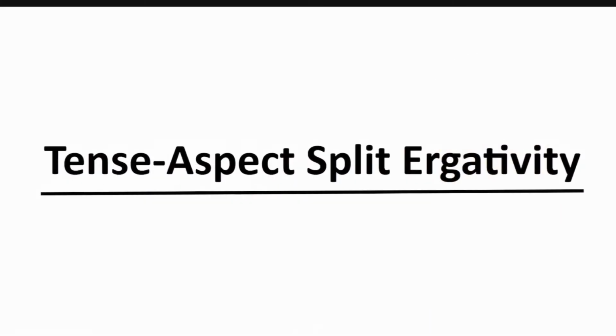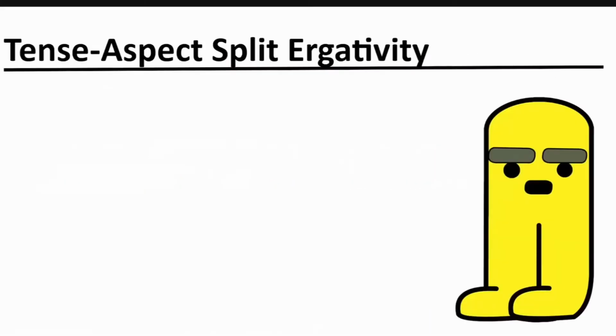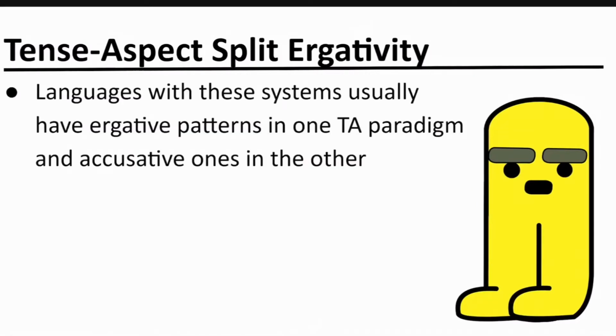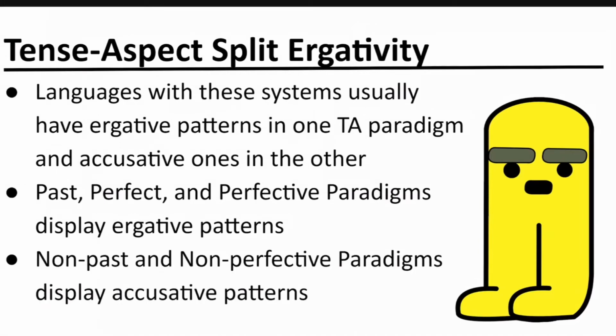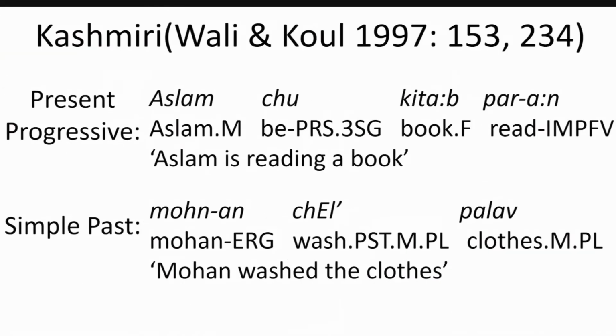Tense aspect split ergativity. Many languages will display ergative patterns in one tense or aspect paradigm and accusative ones in another tense or aspect paradigm. In languages with these systems, past, perfect, and perfective paradigms almost always will display ergative or unaccusative patterns, while non-past and non-perfective paradigms usually display accusative or unergative patterns.